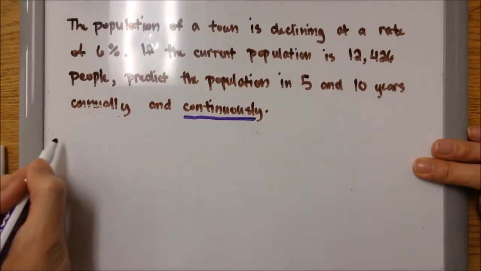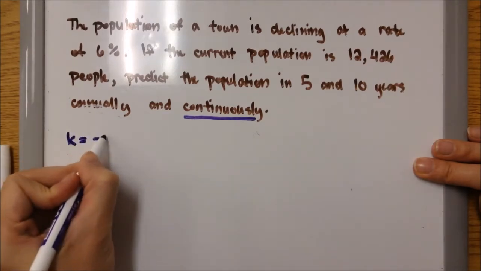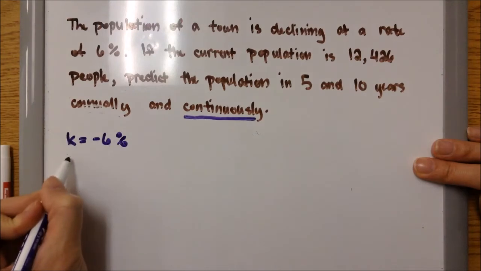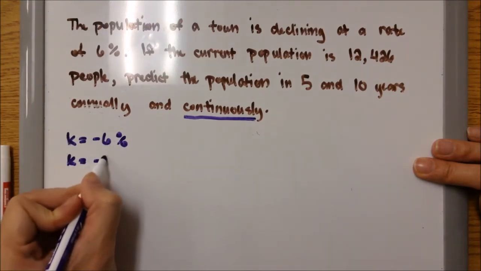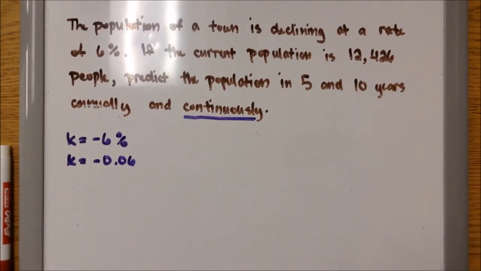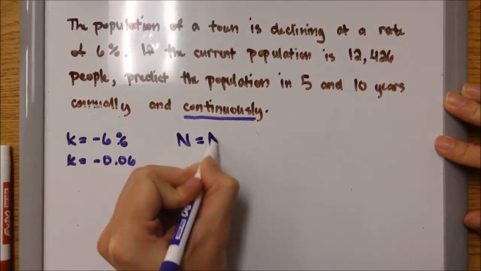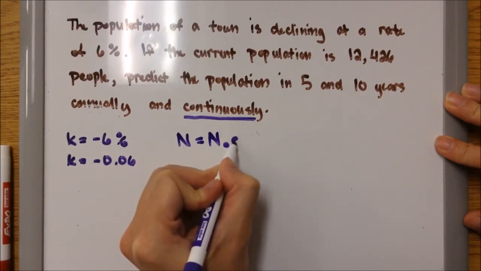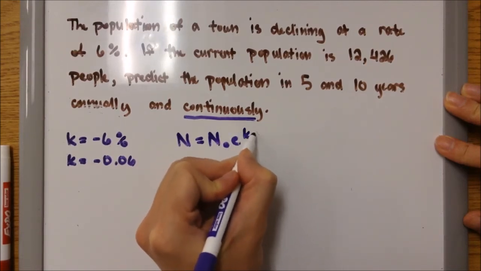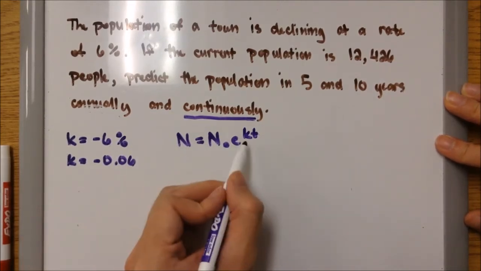So instead of the r value, we're going to use the k value, the letter k, and it's still the same, negative 6% because it's declining. So basically k is equal to negative 0.06. Always use a decimal when you're making a formula, especially when you're going to type this into the calculator. So when it's continuous, the formula is N equals N sub 0 times the e function to the power of kt. So all we're doing is filling in N sub 0 and k.